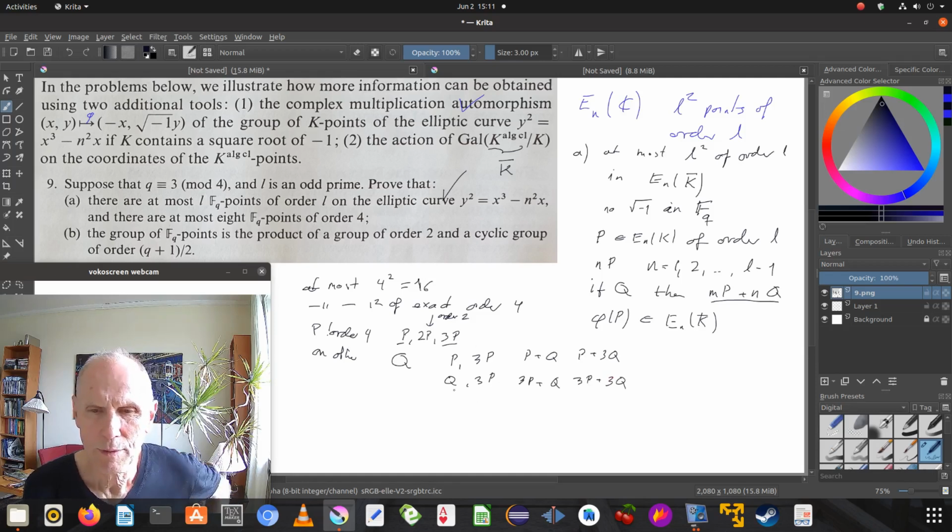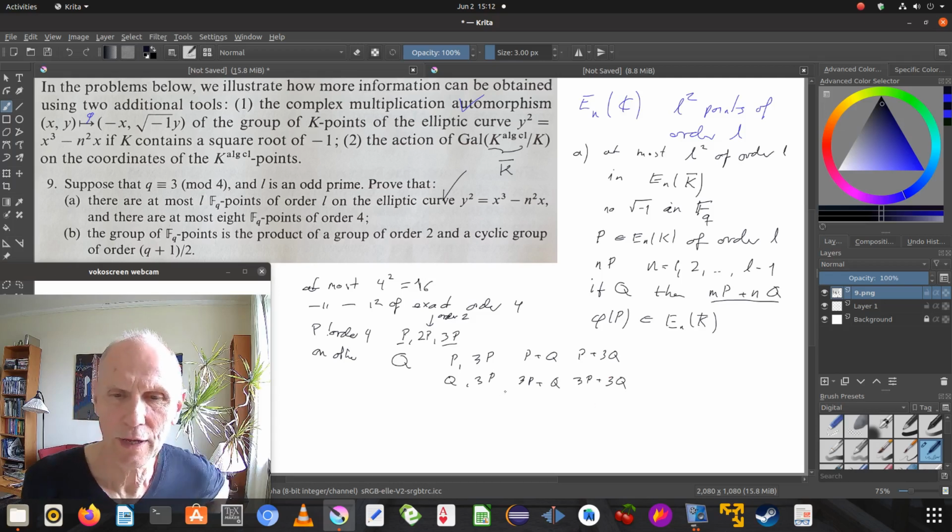Do we, or am I wrong here? This is obvious, 2 points of order 4. They're all distinct, obviously, and they trivially have order 4: 1, 2, 3, 4, 5, 6, 7, 8. That gives 8 points.